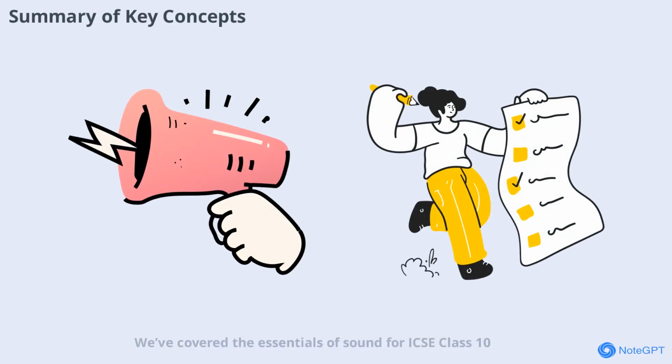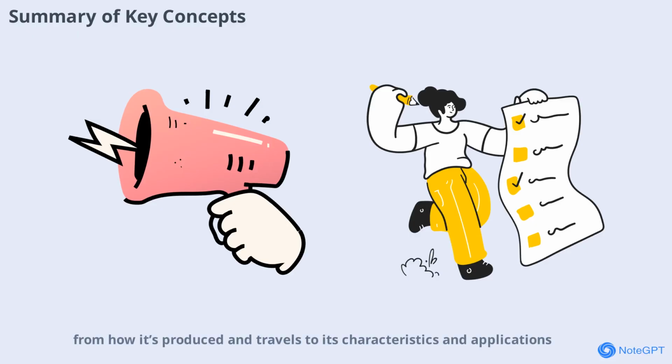We've covered the essentials of sound for ICSE Class 10, from how it's produced and travels to its characteristics and applications. Understanding sound helps us in science, technology, and daily life. Remember the key points: sound is a wave, needs a medium, and has properties like pitch, loudness, and quality. Applications range from music to medicine to engineering.